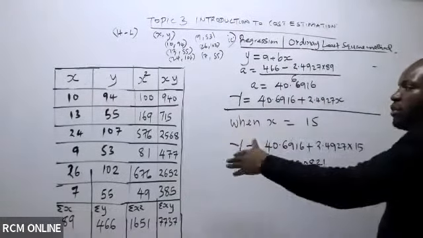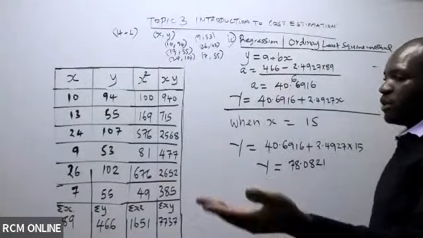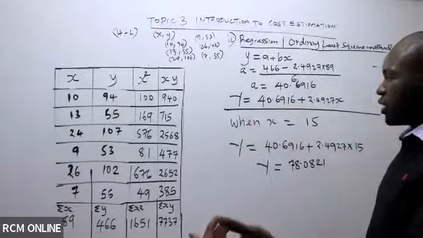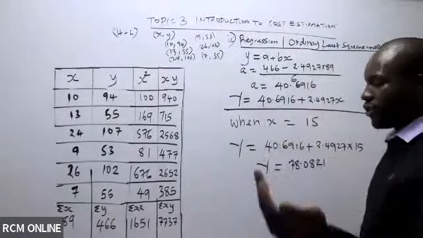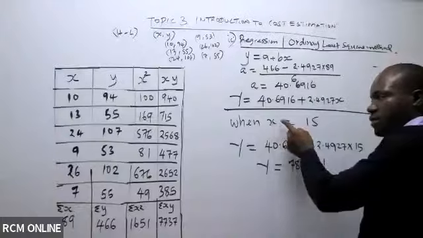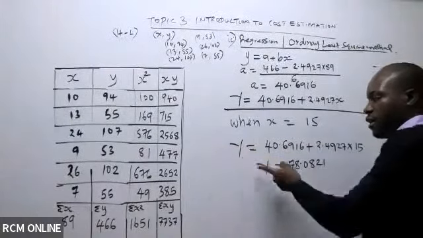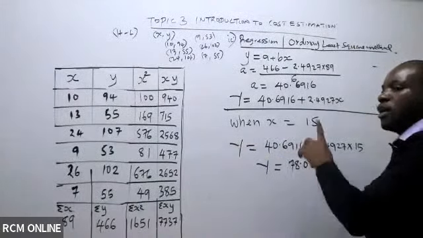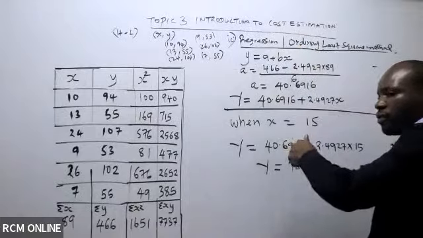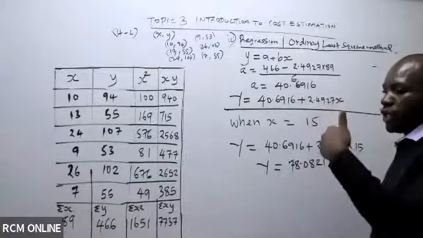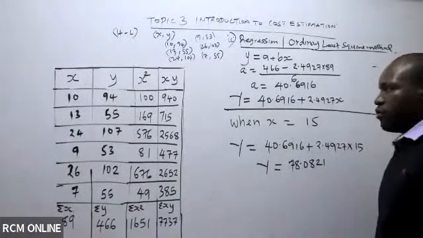If you are told, maybe they're anticipating that next month or next week, they'll be producing 15 units. Can you estimate the production cost? So when X is 15, the value of Y will be 78.02. Under which method? Regression method. Under the regression method, we got the answer, right? So you've been able to see.